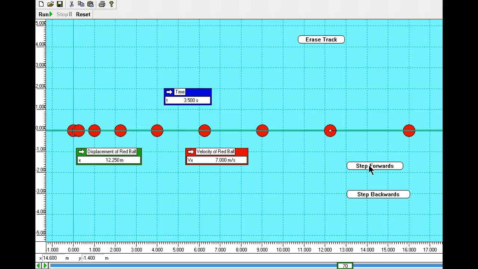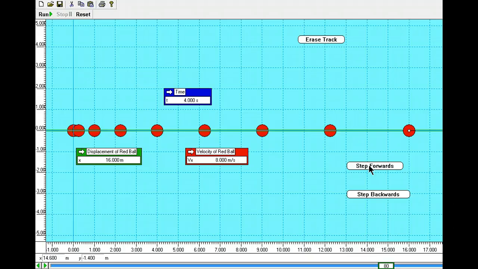Now we're at 3.5, and we're at 12.25 meters and 7 meters per second. And then at 4 seconds, we're at 16 meters and 8 meters per second. So as you fill in the table for that, hopefully you can see the pattern of what's happening to our displacement and our velocity. It'll give you some idea of the kind of motion that you have.